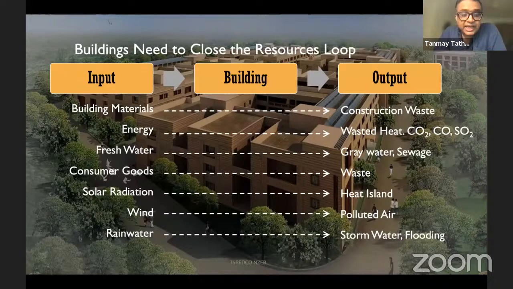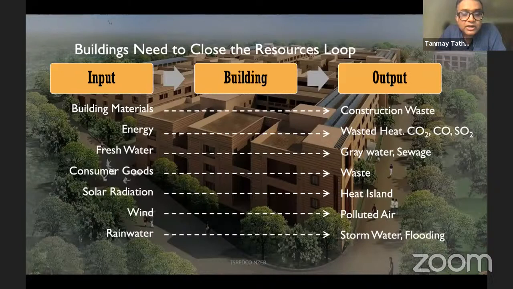a landfill. Energy, essential for running the building, but at the end of the process, the energy results in heat, all kinds of CO2 and other emissions because of production of that energy. Similarly, water comes in, we use it in the building, but in the end, it becomes sewage and a problem to be dealt with. All kinds of things like that.